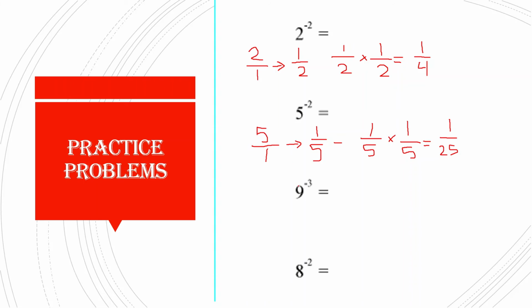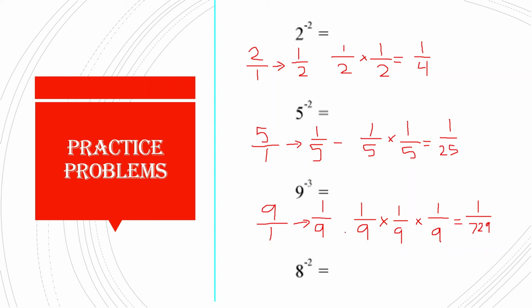Next, we have 9 to the power of -3. So what's the reciprocal for 9? Well, the reciprocal of 9 is 1 over 9, as we can see. And so now we're going to multiply 1 over 9 3 times, since the positive version of -3 is 3. And then we would get, I think it's 729, yeah, 1 over 729.